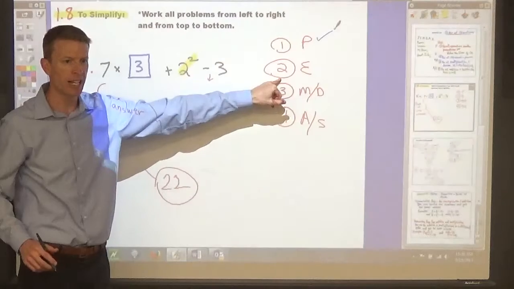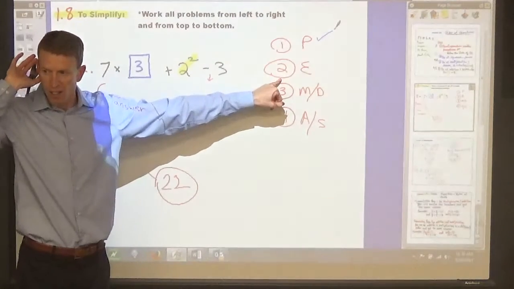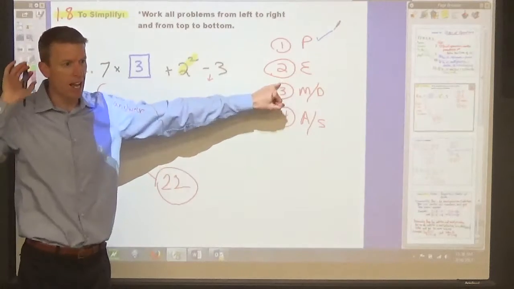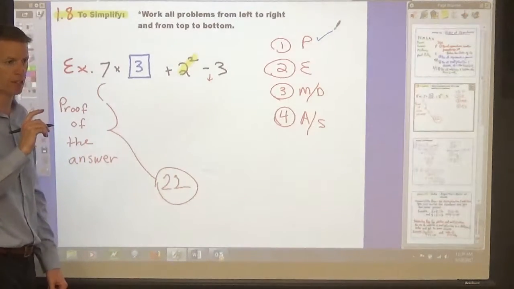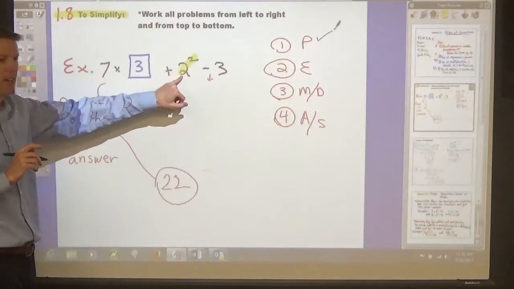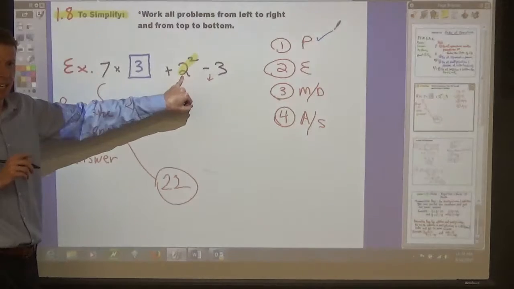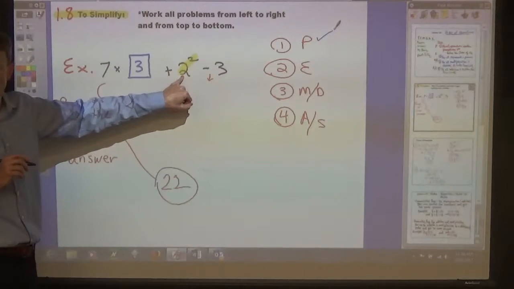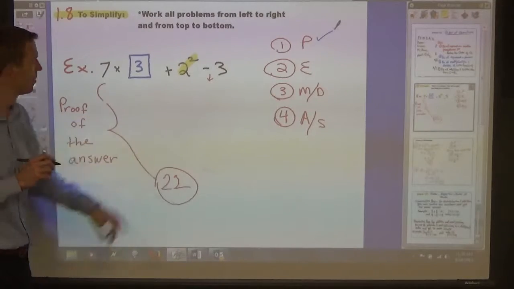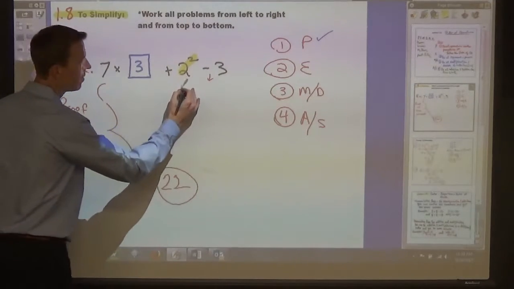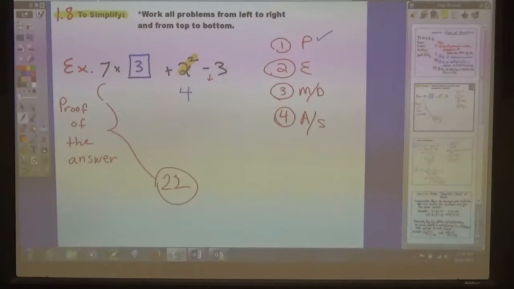E stands for what? Exponents, or powers. And 2 squared has an exponent. So, in your example, in your notes, underneath the 2 squared, we're going to write the answer to that. Right underneath the problem, write the 4.